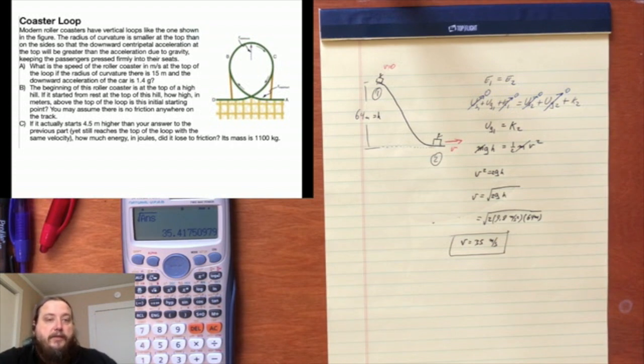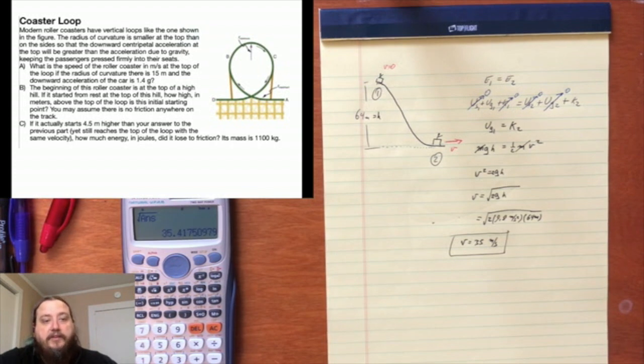In part B, the beginning of this roller coaster is at the top of a high hill. If it started from rest at the top of this hill, how high in meters above the top of the loop is this initial starting point? You may assume there's no friction anywhere on the track.